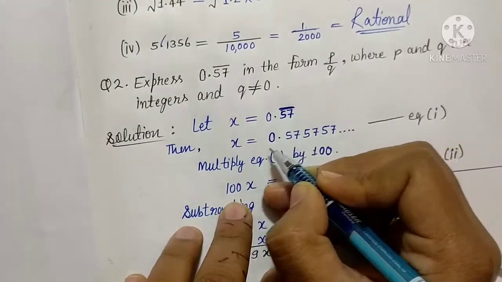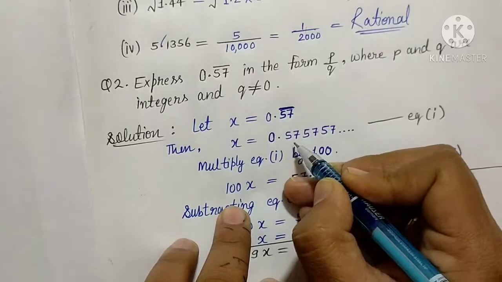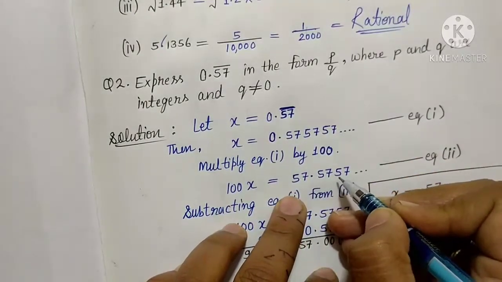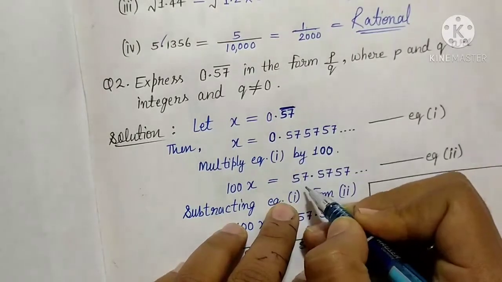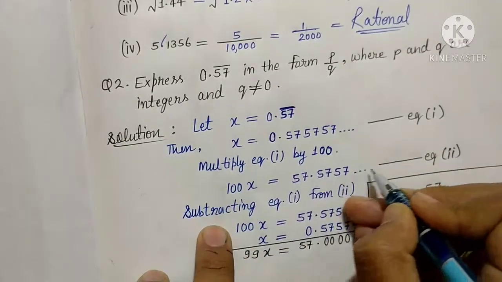First we multiply the left hand side, x multiplied by 100, that is 100x. Then 0.57 bar multiplied by 100. So what will come? 57.57, because the point will move 2 digits to the right side, since we are multiplying by 100. So it comes 57.5757 and so on. Now this is our equation number second.